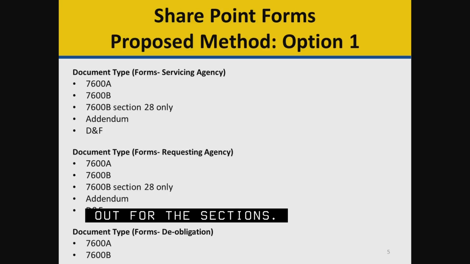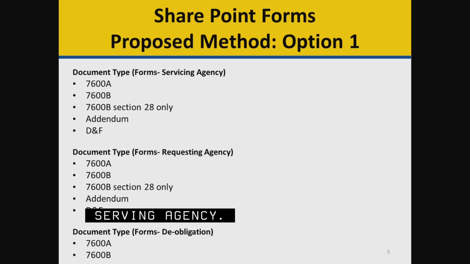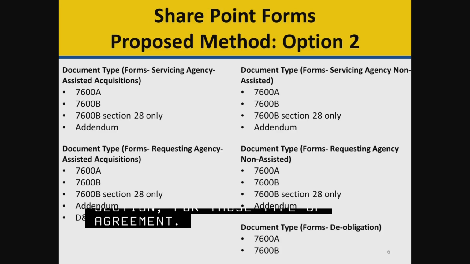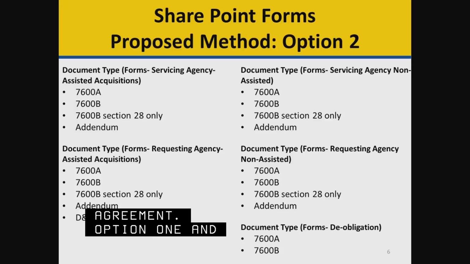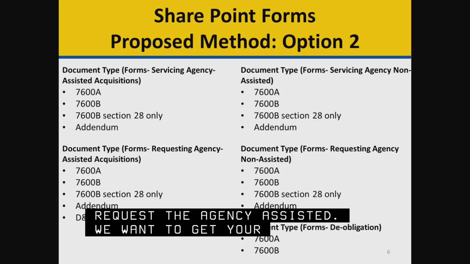And this is the proposed method option 1, to have a document type forms for servicing agency, forms for requesting agency, and forms for deobligation, and just have the same form for each section, but it's specifically for those types of agreements. That's option 1, and then option 2 is to have it broken down by servicing agency assisted, servicing agency non-assisted, requesting agency assisted, requesting agency non-assisted, and then deobligations. So we want to get your input on if you all feel that the as-is currently works for you all, or if it will be better for someone new starting out to have the option 1 or option 2.